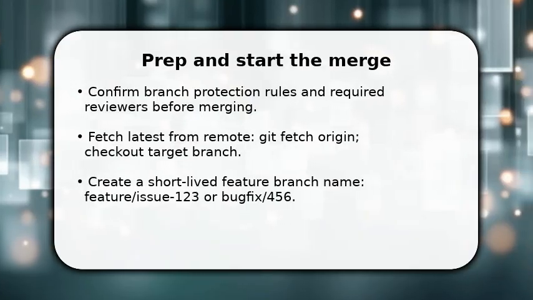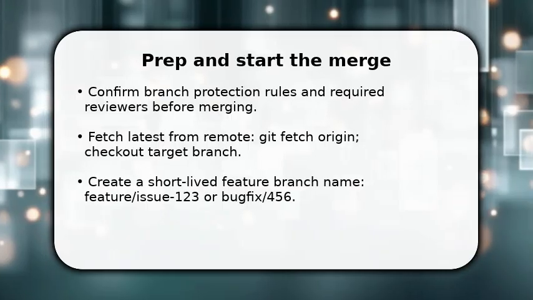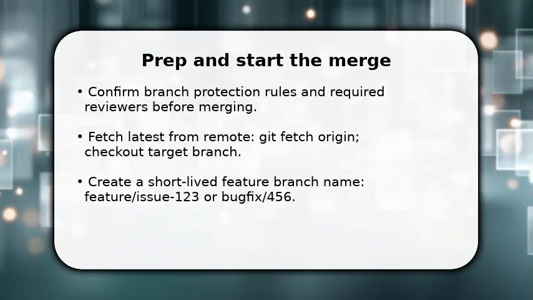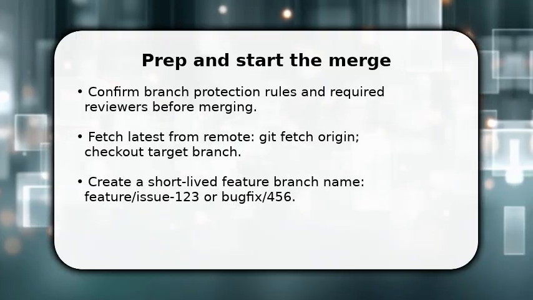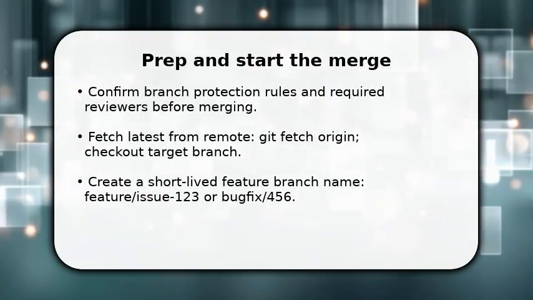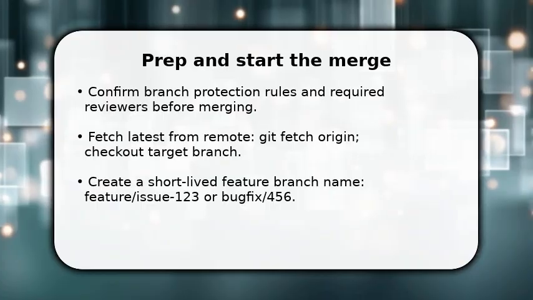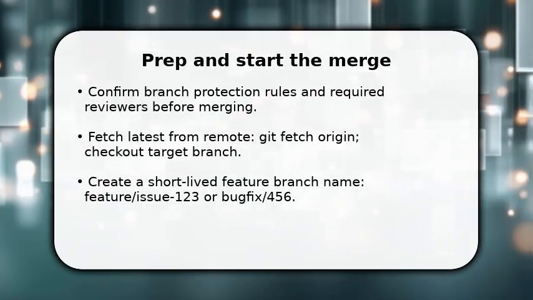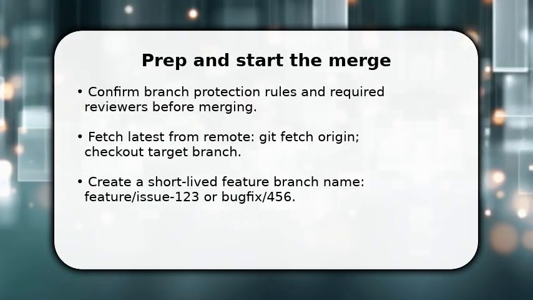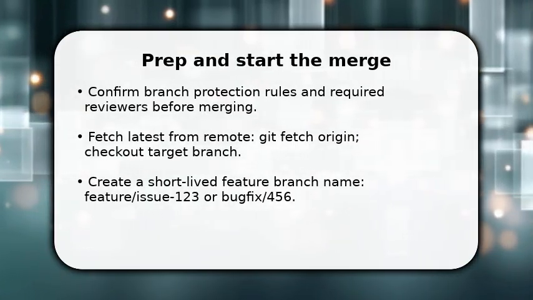You begin by making sure prerequisites are satisfied: branch protections, reviewers, and a clean working tree. First, fetch origin and check out the branch you will merge into. This keeps you synchronized. Then create or update your feature branch. Use a clear name like feature/issue-123 so reviewers know context.